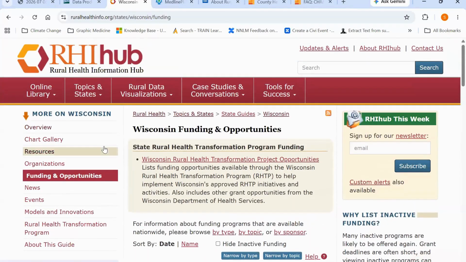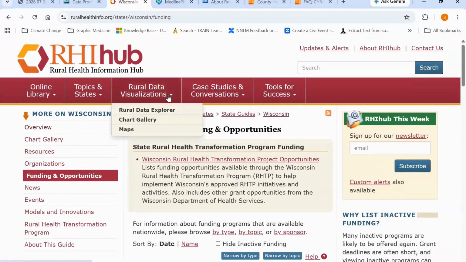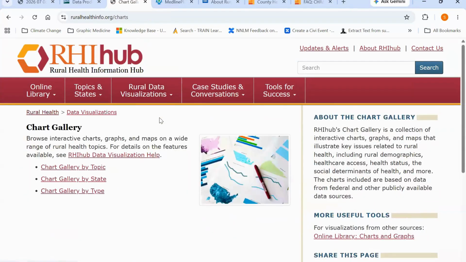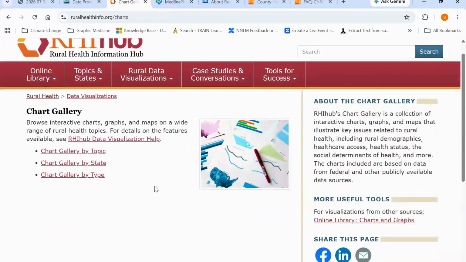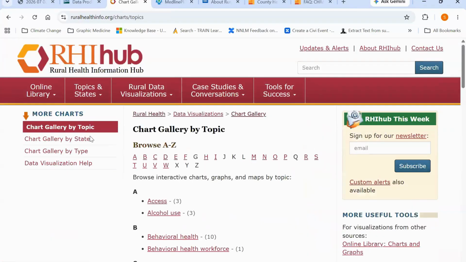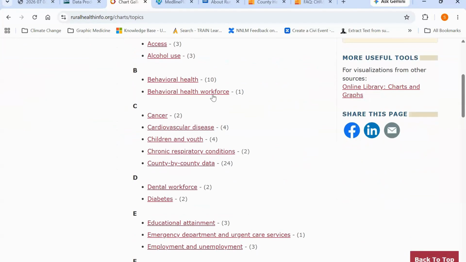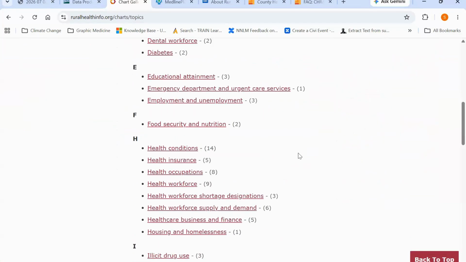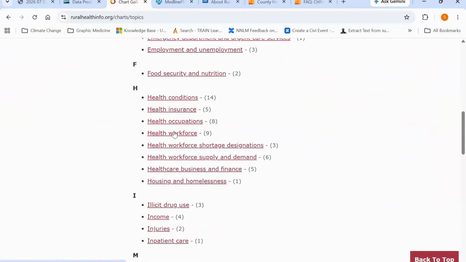So I'm going to go back out. So click over to the chart gallery. So again, by topic, by state, by type. And so if we go to topic and we look at health workforce, since we were talking before about specialty care and sometimes how far you have to travel.